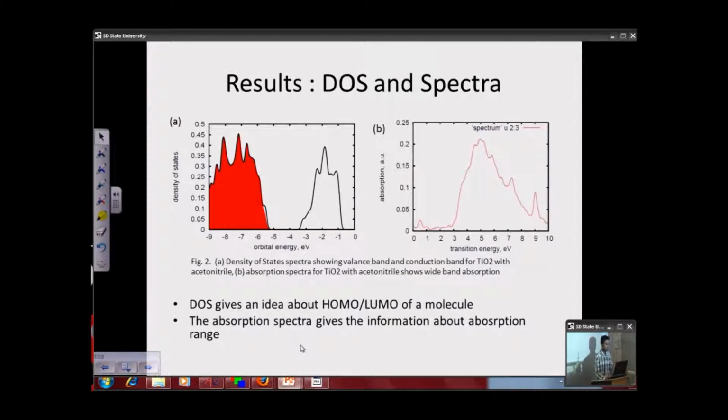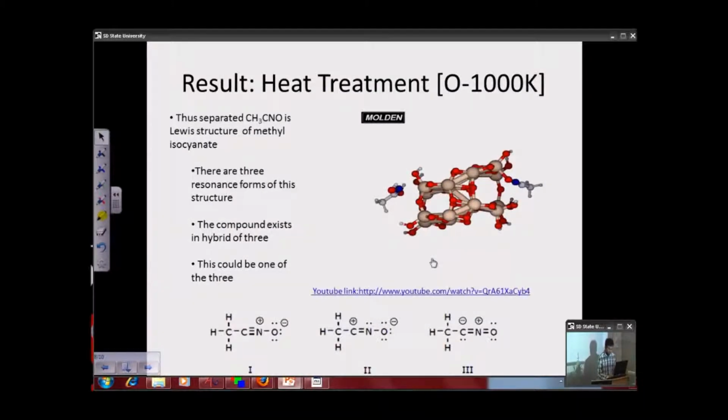We have also calculated the energy per molecule. This slide shows the DOS and spectra plot for TiO2 with acetonitrile. On the left hand side we have the DOS plot, which shows the band spectrum, as well as on the right hand side we have spectrum plot, which shows the absorption. The DOS gives an idea about HOMO-LUMO of molecules as well as band gap, and the absorption spectra gives the information on absorption range, the frequency range.